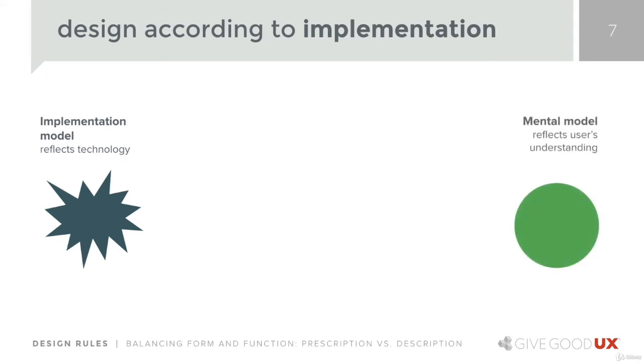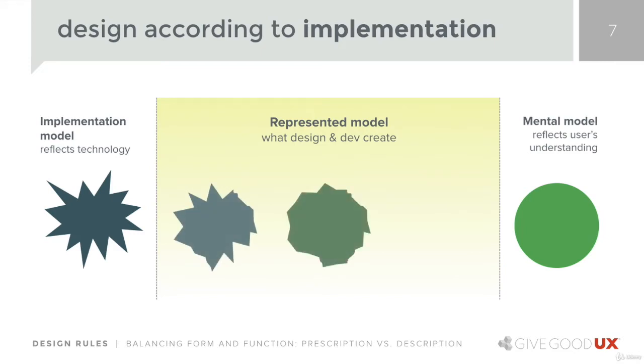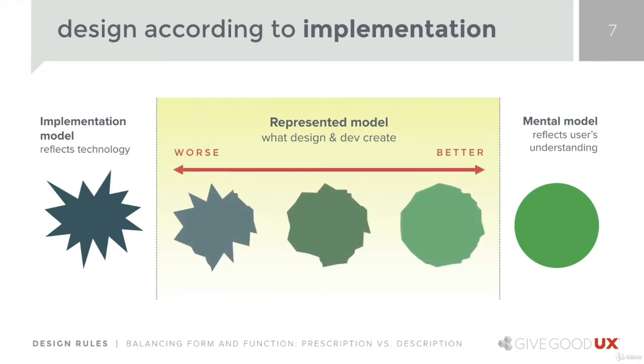On the other side, we have what we know to be a mental model. This reflects the user's understanding of what they see, right? This is what they're used to. These are the visual cues that say, oh, okay, I think I know how to use that. In between, there's what Cooper called a represented model. That's what design and development create. Now, that creation, that implementation, the closer it is to the user's mental model, the better the user experience is.